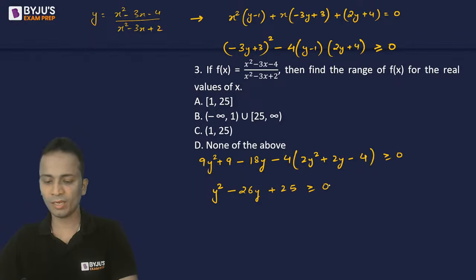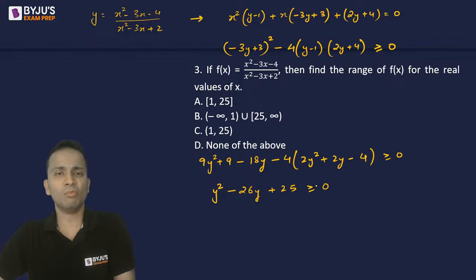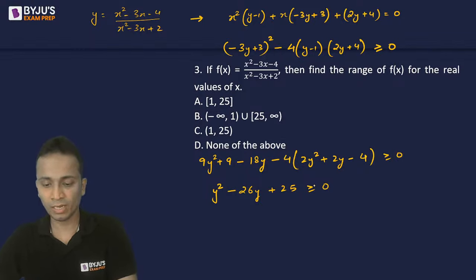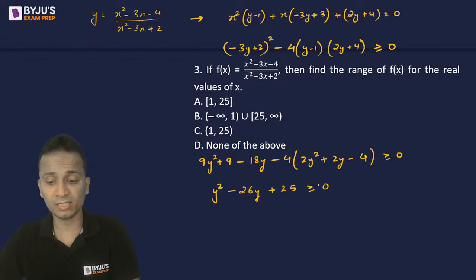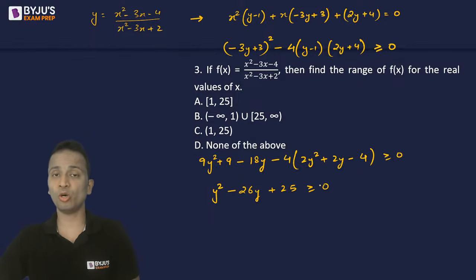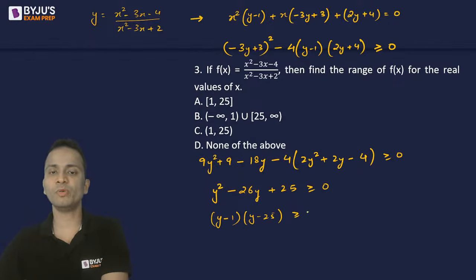Atharv, I believe this is one of the most efficient methods and probably the best method. Still, you have not given the answer, so I cannot say whether the method that you want to use will be correct or not. But the method that I'm using is a foolproof method. Now I'll factorize it. It will become y minus 1 into y minus 25 greater than or equal to 0.